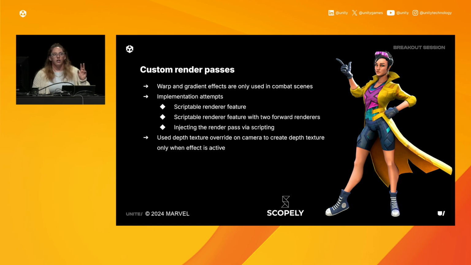There are settings on the URP asset for opaque and depth textures, so you can enable it there. But that will cause the pipeline to always generate these textures, which isn't efficient if you're not using them all the time. So for us, we just don't need them in the menu scenes whatsoever. We don't have those effects enabled. We just need them in combat. Fortunately, there are overrides on the cameras. So we just enable the override on the camera for the depth texture when we're actually rendering the effect. And then that way the depth texture only gets created when the effect is actually enabled. And then it gets released when we disable the effect.